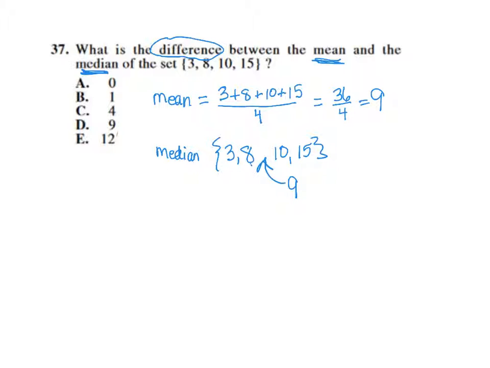So the mean is 9. The median is 9. We want to make sure we answer the question they ask. It says, what is the difference between the mean and the median? The mean is 9, the median is 9. So if we subtract those, 9 minus 9, our difference would be 0, which is A.